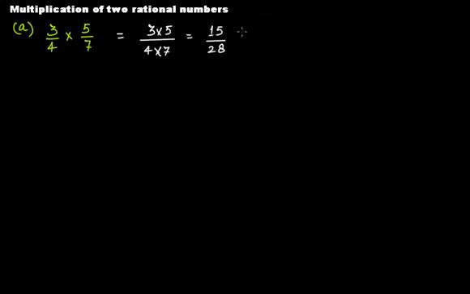Now, this 15 over 28, check whether there is any highest common factor between 15 and 28 or not, if you want to simplify this fraction. Even this is correct, but suppose you want to further simplify it, then you simply check whether there is any highest common factor between the numerator and the denominator. In this case, you don't have any highest common factor. Therefore, you don't need to simplify it.